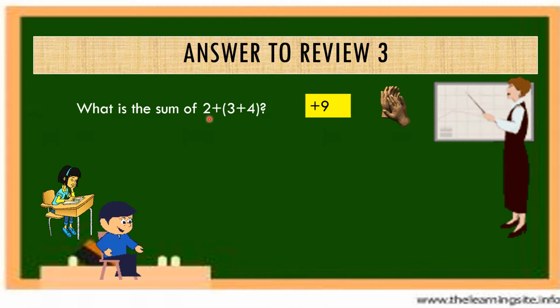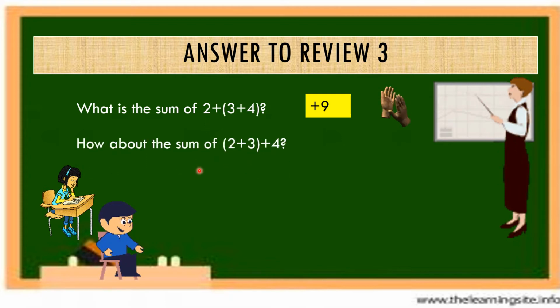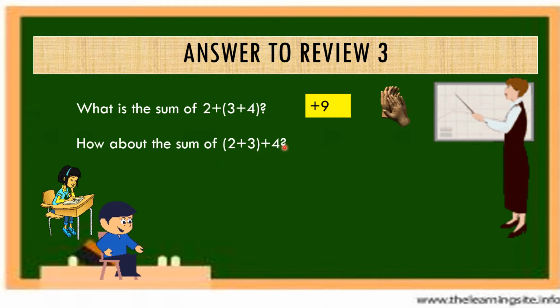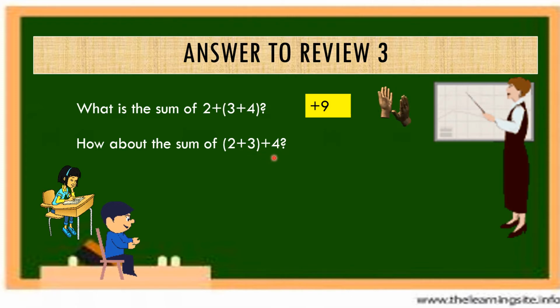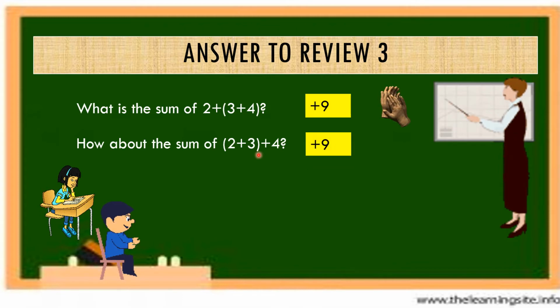Very good. Let's clap our hands. We are in the next number. How about the sum of the quantity of 2 plus 3 closed quantity plus 4? First, we need to find the value of the number inside the parentheses. 2 plus 3 is 5, and 5 plus 4 is 9. So, did you get it correct?